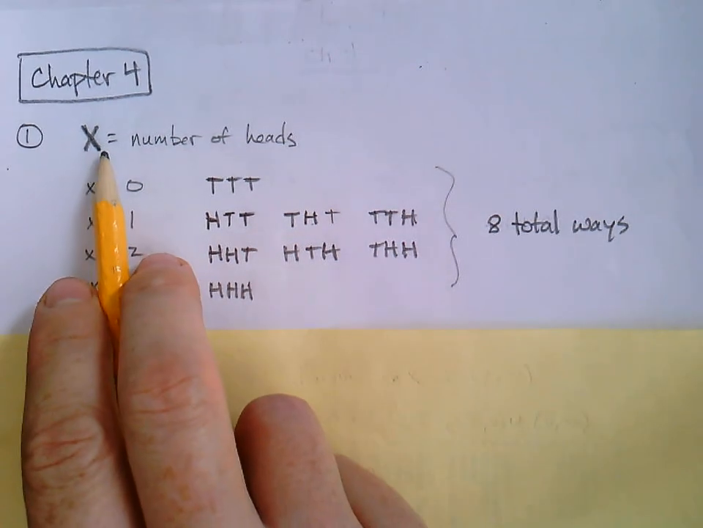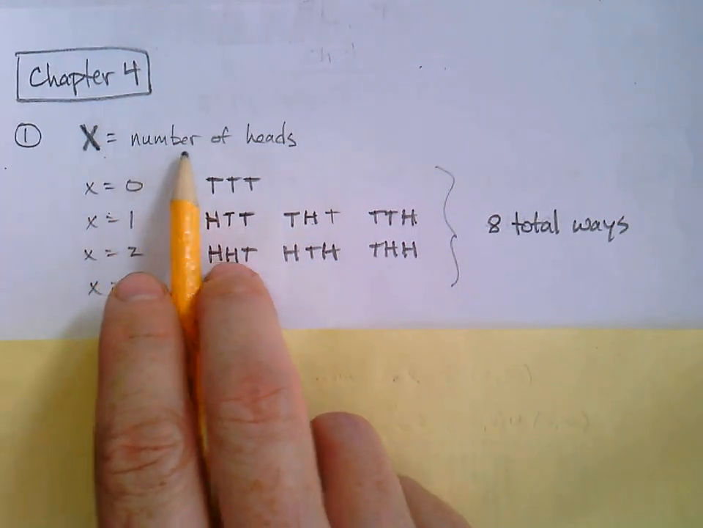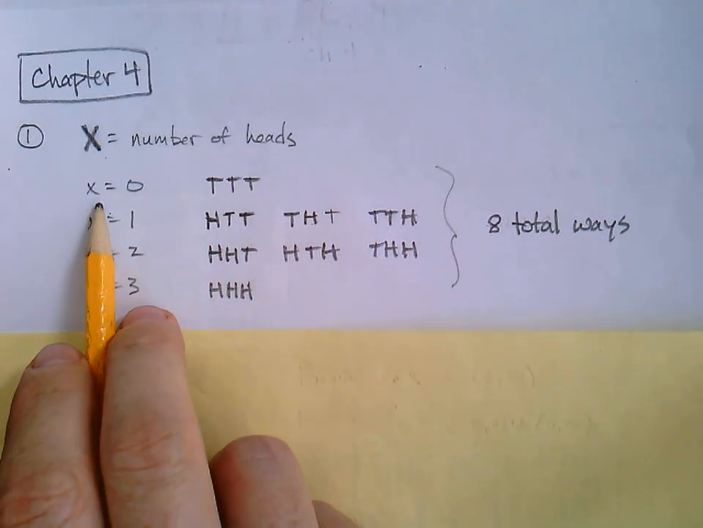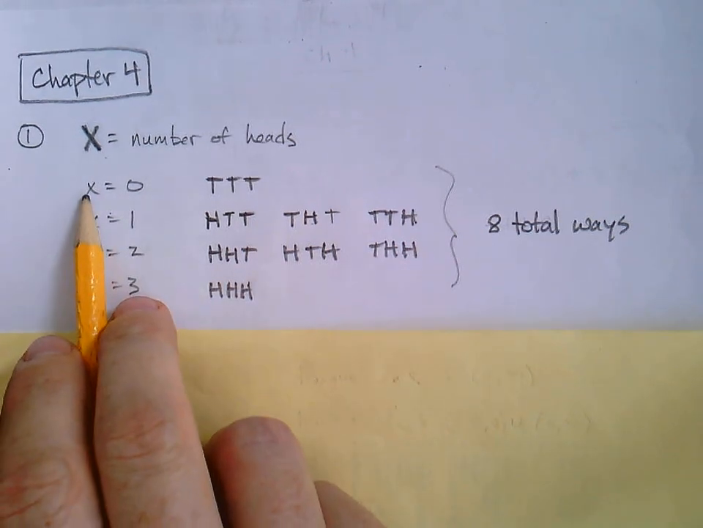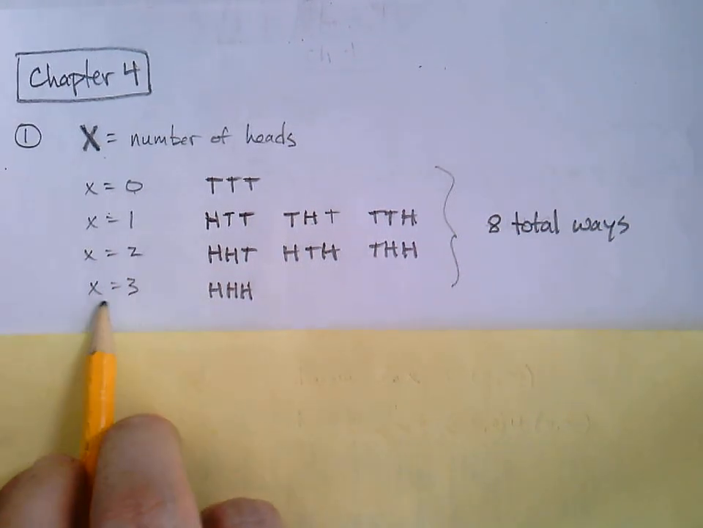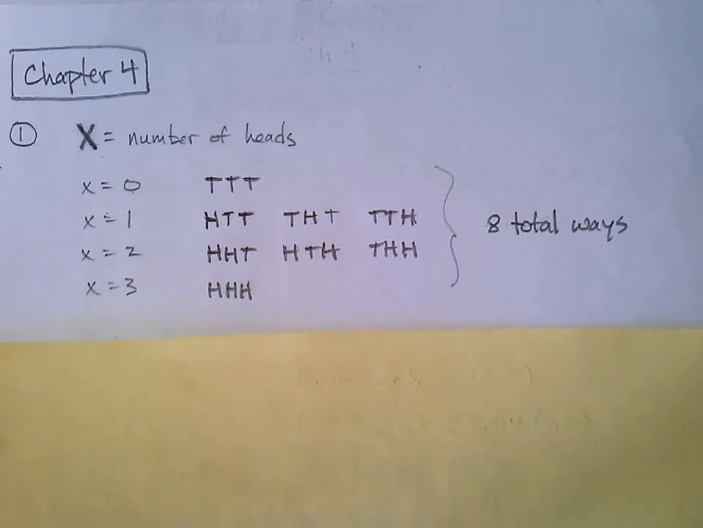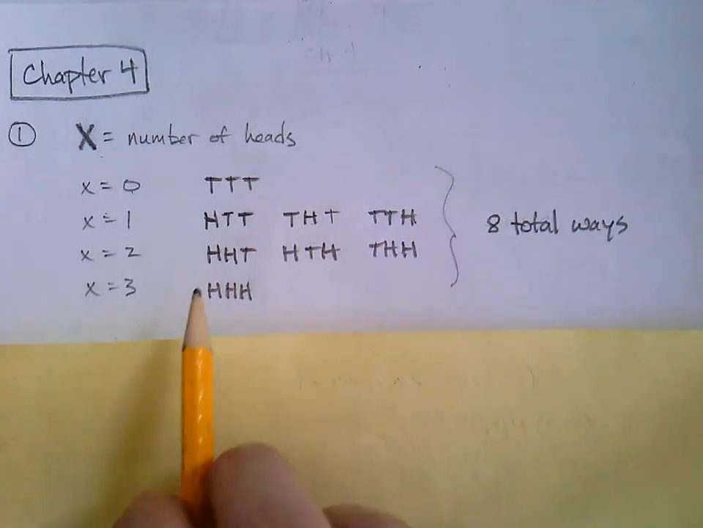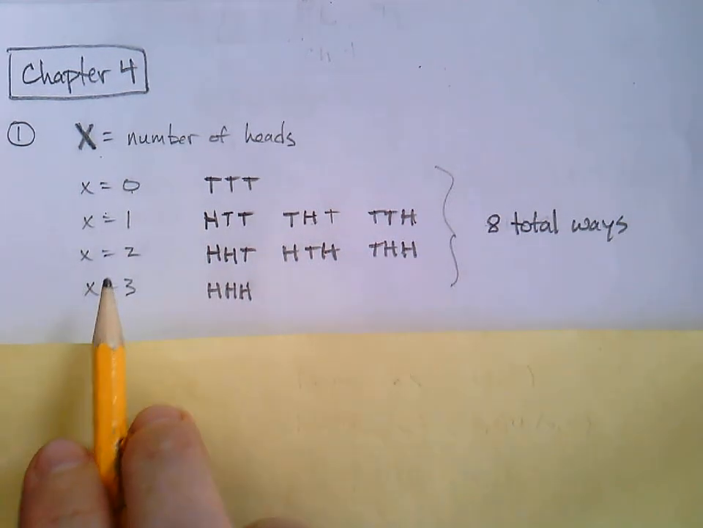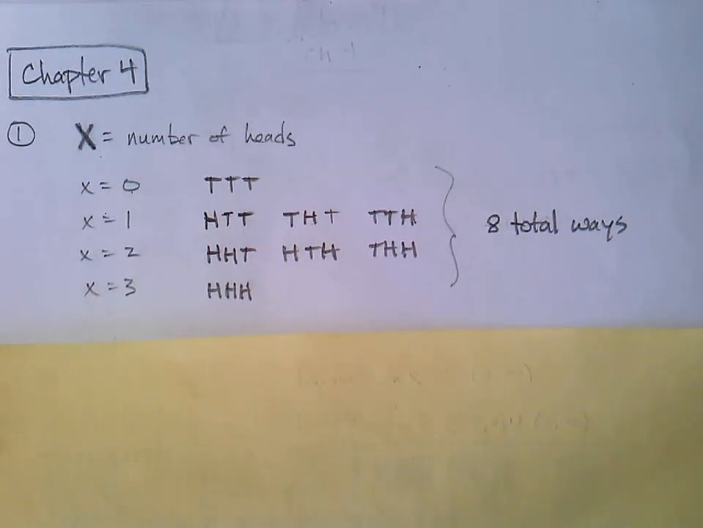So we're saying capital X is the number of heads that appear, and then the lowercase x is each individual value. So little x could equal 0, no heads. Little x could equal 1, 2, or 3. And then off to the side, you see I've represented all the ways that each one of these could occur. So if you remember from studying probability, the order matters.